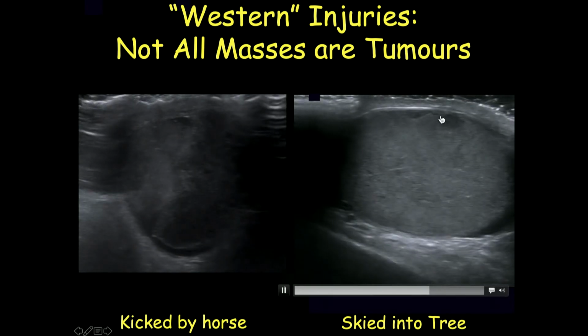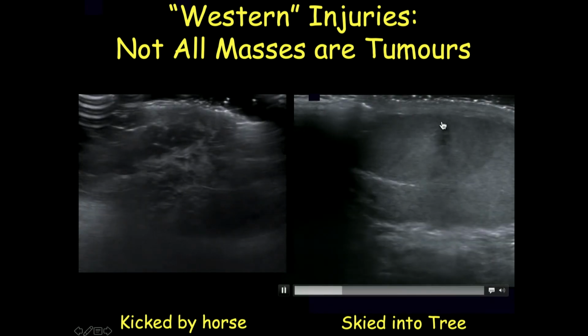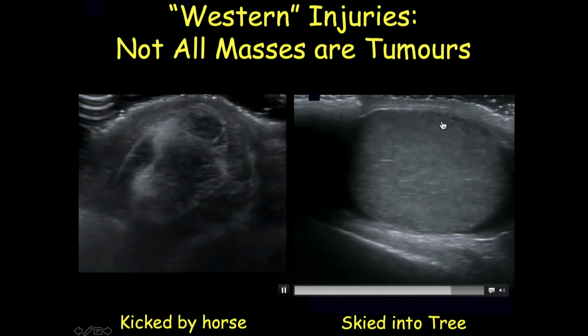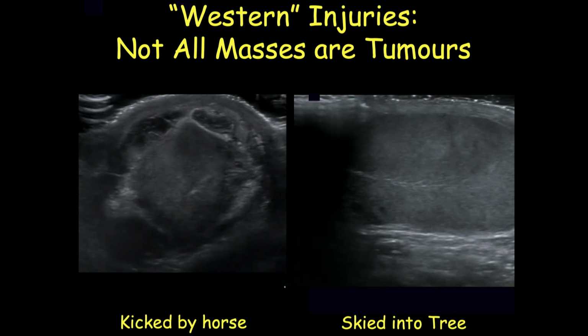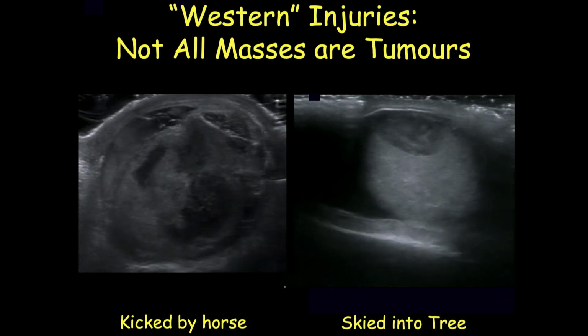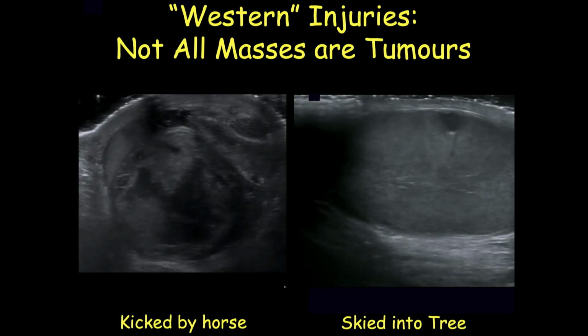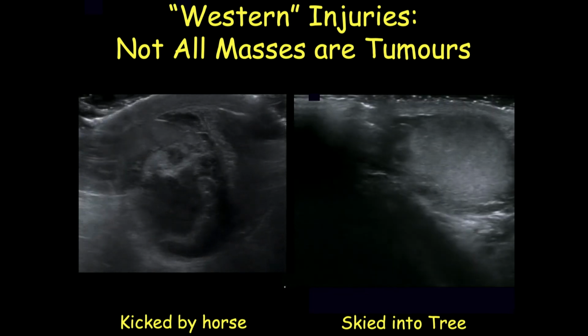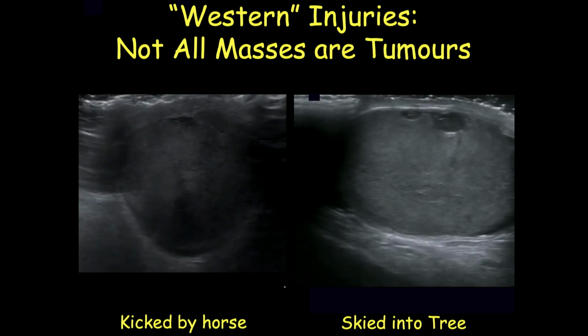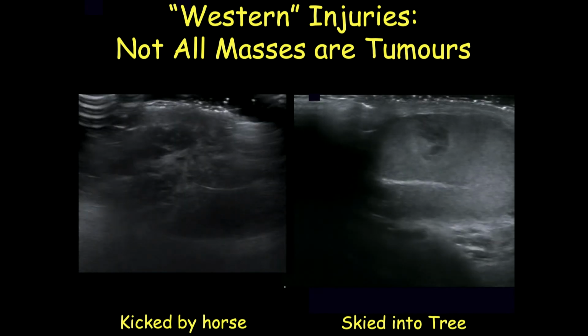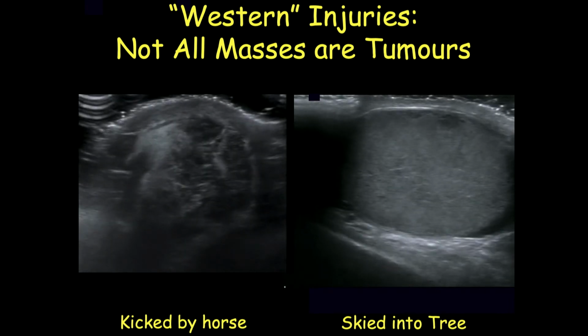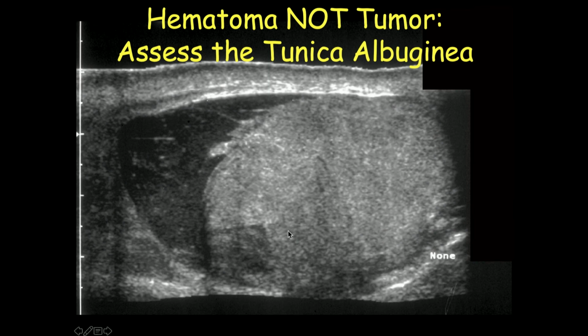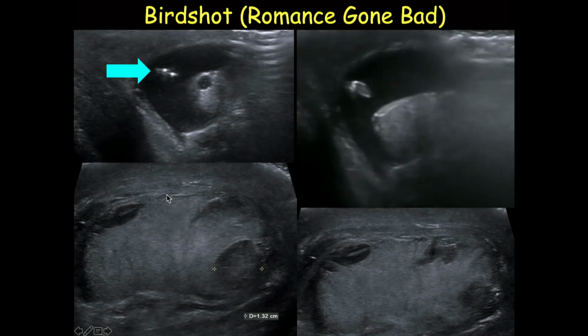So you can see the disruption of the tunica albuginea. The key point here is if they don't go to the OR, and they almost always go to the OR, but if they don't, we have to follow these hematomas to make sure they go away, because these could be a seminoma that ruptured there. And these hematomas may take months to go away. They're not gonna go away just in a couple days. This is a hematoma, disruption of the tunica albuginea, hematocele.